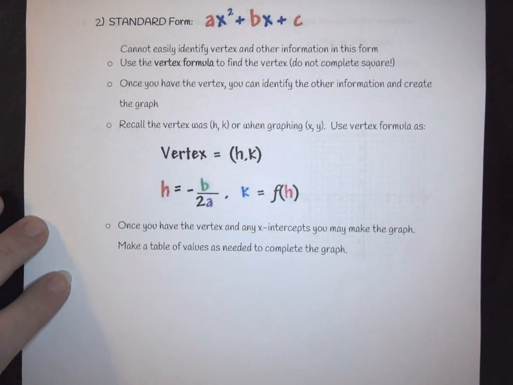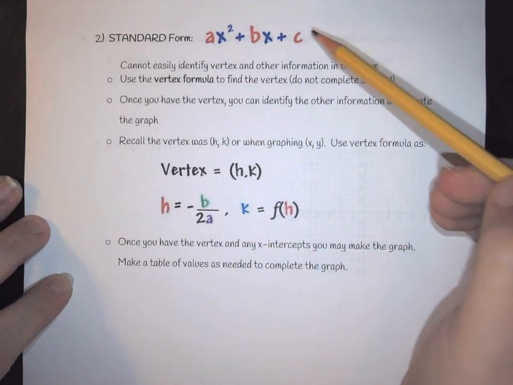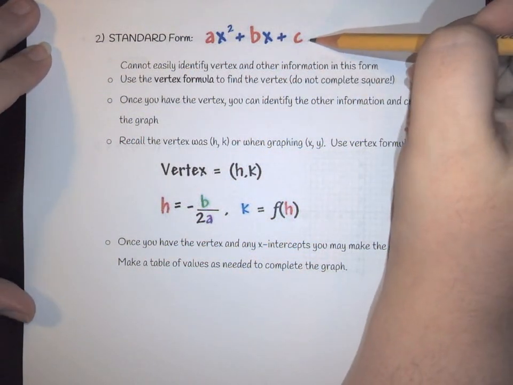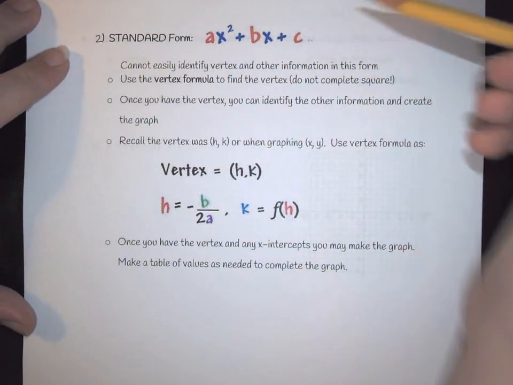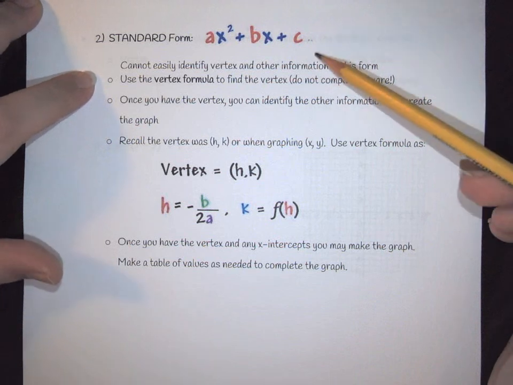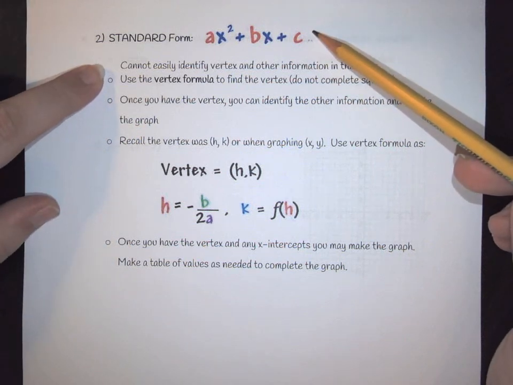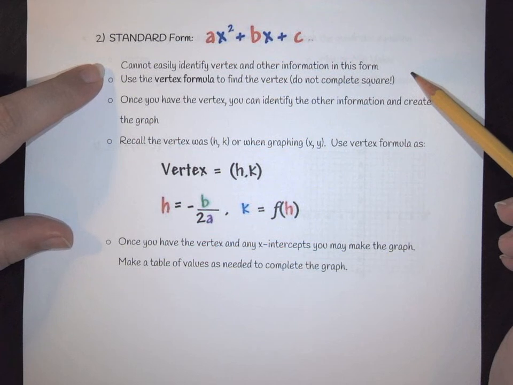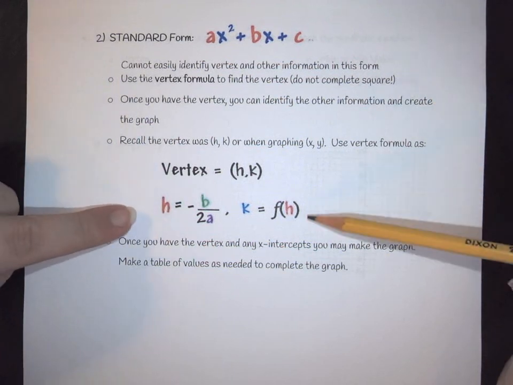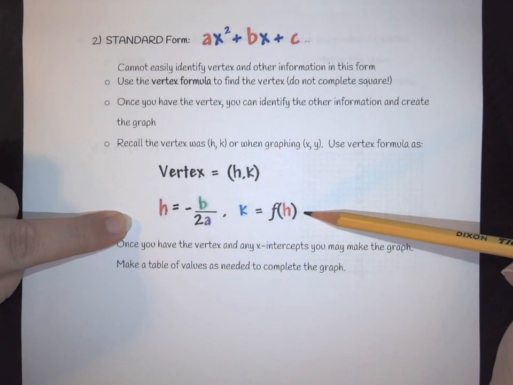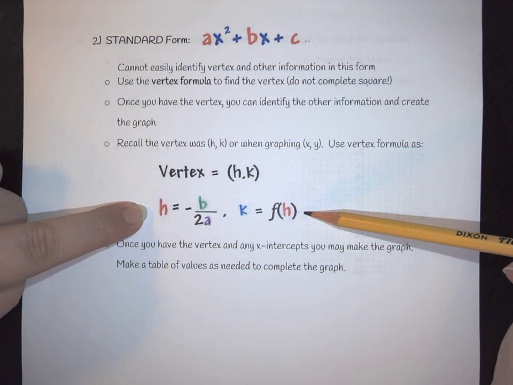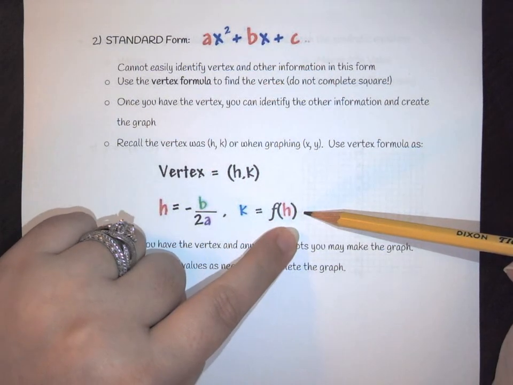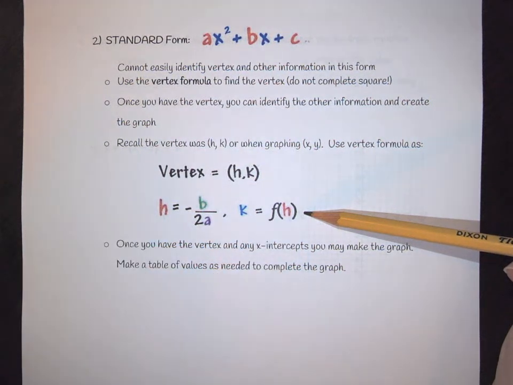Now, the other form that we have is standard form. Standard form is that good old-fashioned form that we all love to hate, ax squared plus bx plus c. In this form, you cannot actually identify a vertex. So instead, you have to use what's called the vertex formula. The vertex formula is this formula down here, where in order to find h and k, you have to use negative b over 2a, and then you have to evaluate at whatever you found.